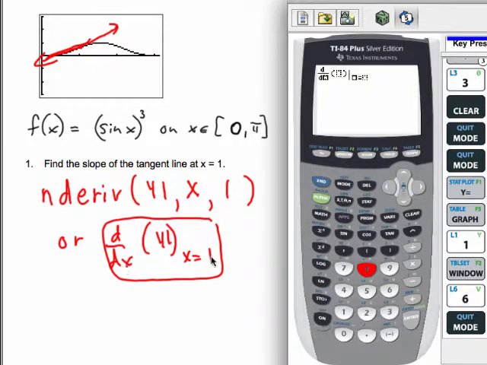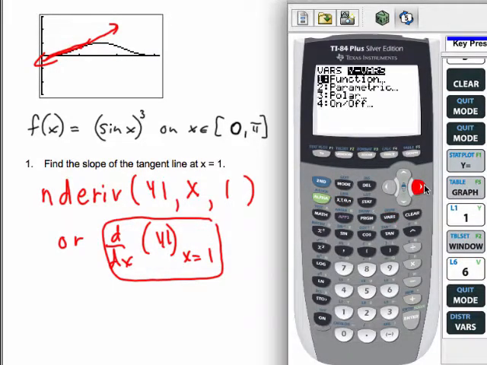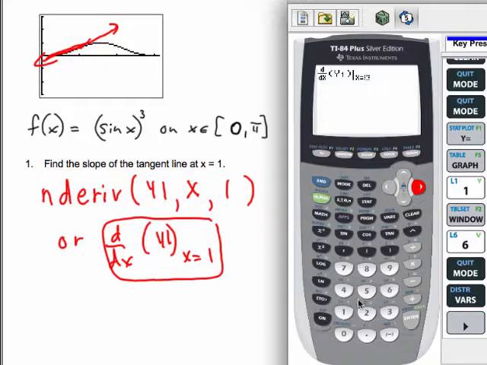For me, I'm entering this syntax. So it's the derivative with respect to x of y1, y vars, at the point where x is equal to 1. And when I press enter, 1.148 is what I get.